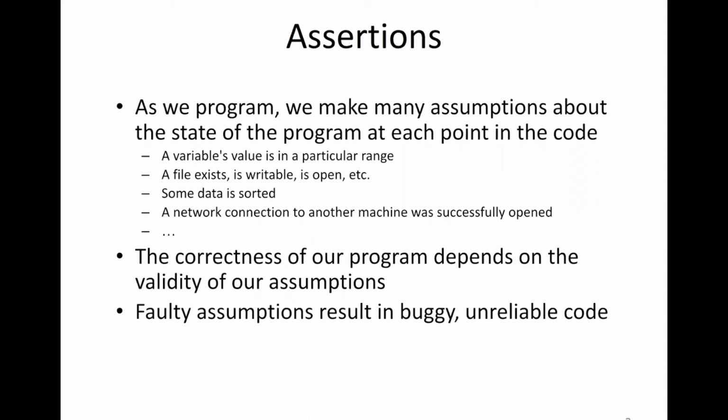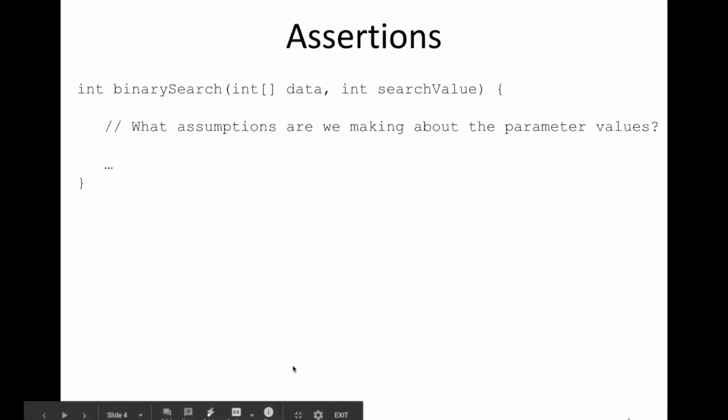And so because we make those assumptions and then we rely on them, the correctness of those assumptions is really important. Our programs don't actually work if those assumptions end up being wrong. And unfortunately, they often do end up being wrong. And so this results in buggy and unreliable code. And so a better practice than just making assumptions is to actually put in your code what your assumptions are. And that's where we use assertions.